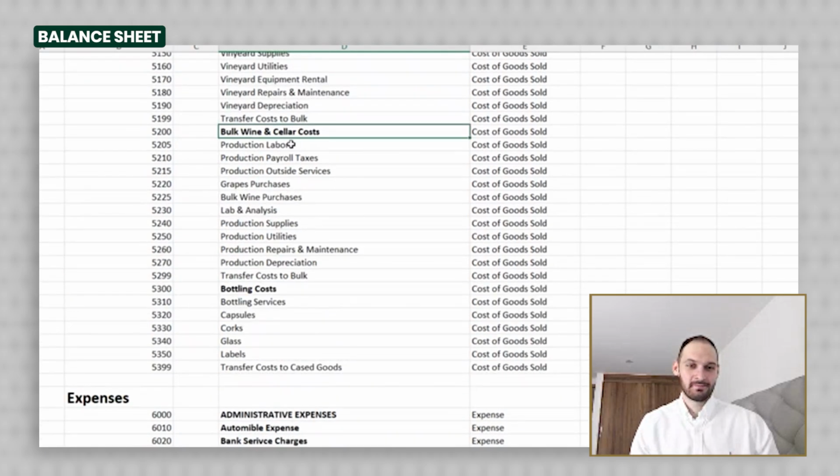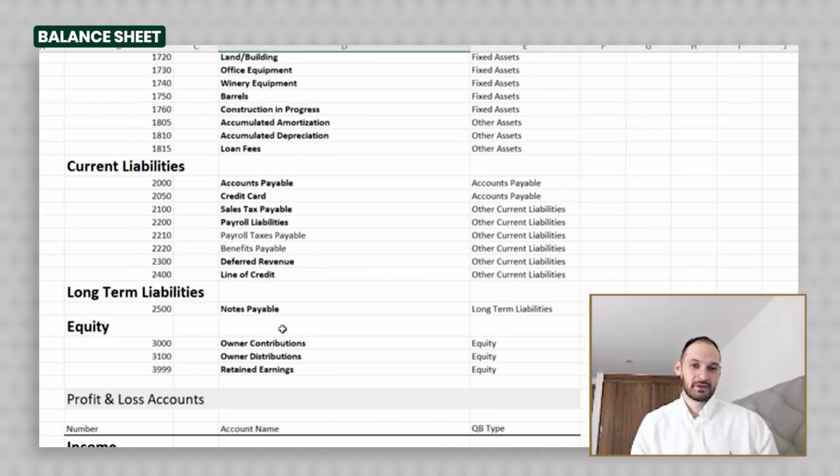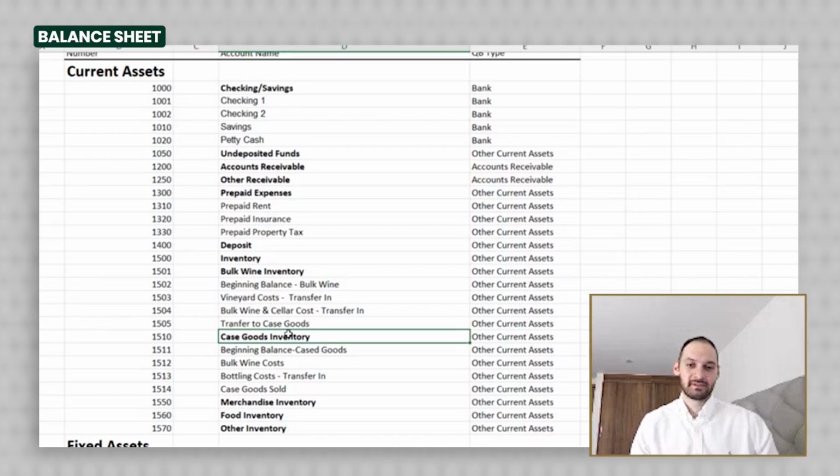So that's the same for vineyard costs. For bottling costs, that just gets transferred over to case goods. It doesn't go to bulk wine. It goes strictly to case goods.